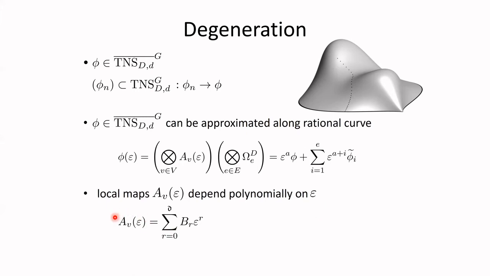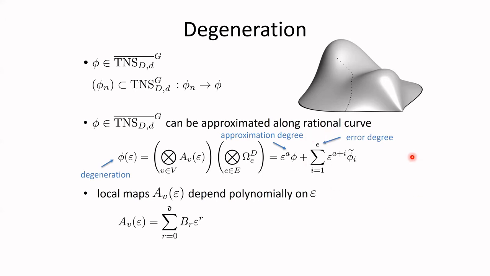So each local linear map I can expand in this parameter epsilon. And then if I apply these maps to my underlying network of maximally entangled states, I will get the state phi in the boundary that I'm interested in at lowest order in epsilon. But then there are some additional terms that I have to consider. And such a representation of phi as the lowest order in such a polynomial expansion is what we call a degeneration. It has an approximation degree, that's the lowest order in epsilon we have here, and an error degree, that's the number of error terms that appear.